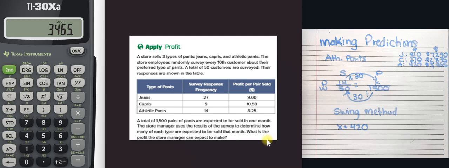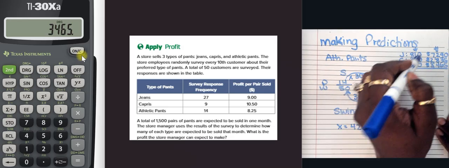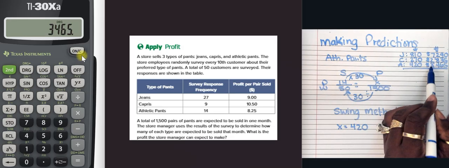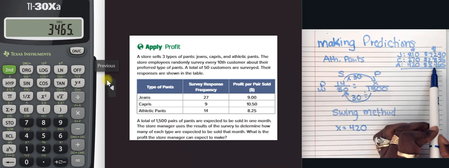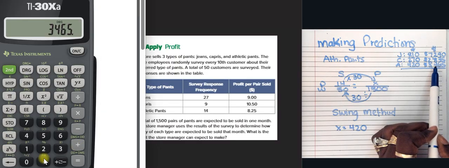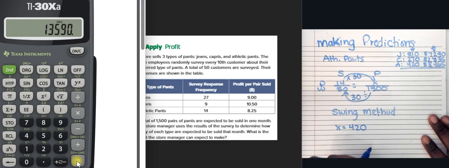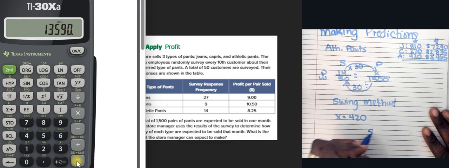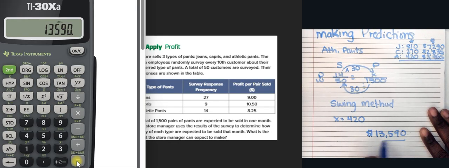Now we can answer our final question, which is what is the profit that the store manager can expect to make? So we're going to take all 3 amounts. We don't need this anymore. We just need to know how much they're going to make. And so we're going to add up all 3 of those numbers. So we have 3,465 plus 2,835 plus 7,290. That is equal to 13,590. So they're going to make $13,590. So there's your answer.